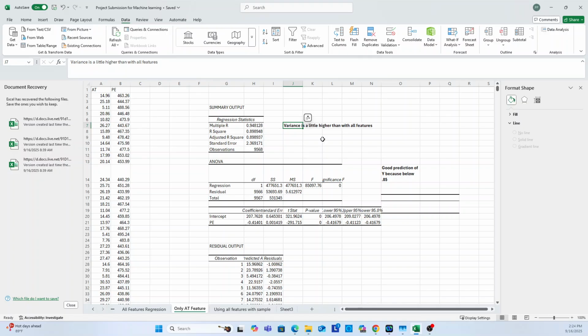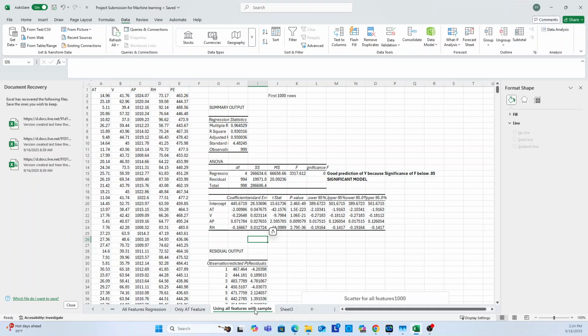So I wanted to try something different. I did run into some problems with reports because of the ability of Excel to manage just large pieces of data. So I used a data set of, I believe I used 100 records to run again just to see what the results were. And again, good prediction of Y with a significance of F0.05 here. And look like good results using the ANOVA.